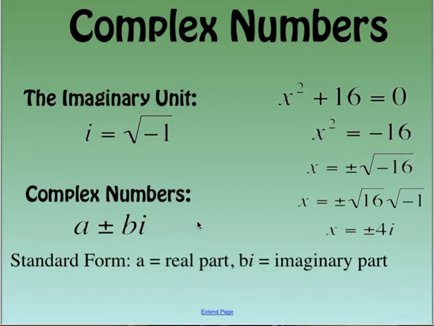So the number 5 is also a complex number. It just has an imaginary part of 0. Or you could have 2i, which is a complex number, and it has a real part of 0. So all numbers that you know can be written in the complex number or standard form of a complex number.